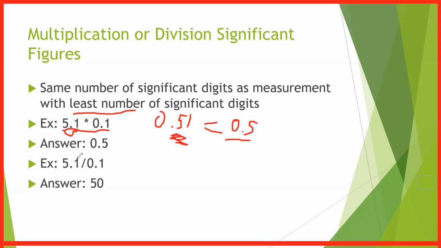And it's the same for division. There's 2 significant digits in the first one and 1 in the last one. So we round it to 1. 5.1 divided by 0.1 is 50. And 50 only has 1 significant digit. So that's good.